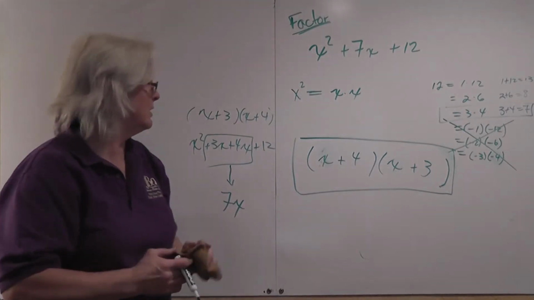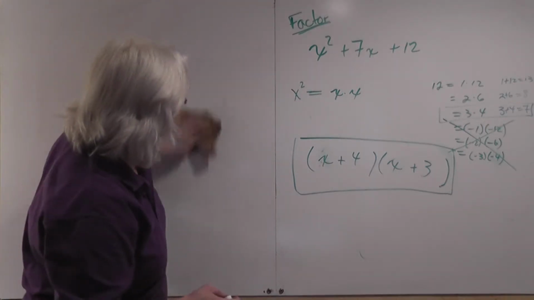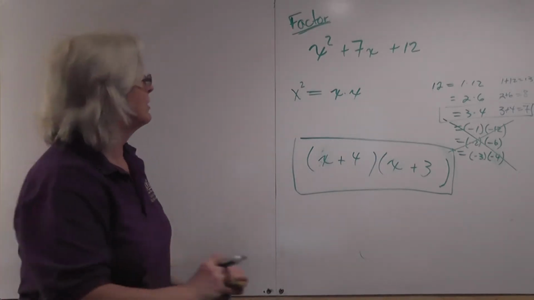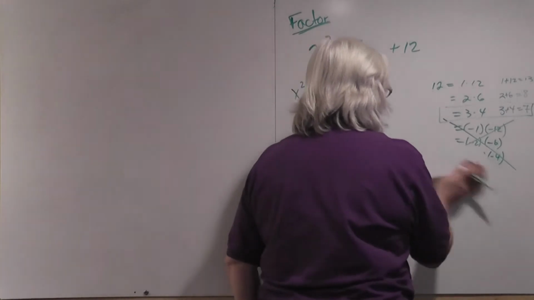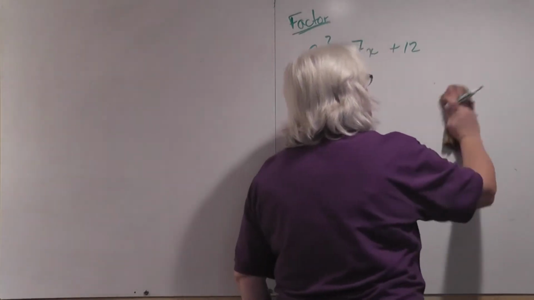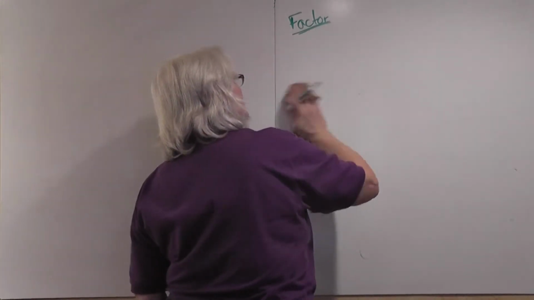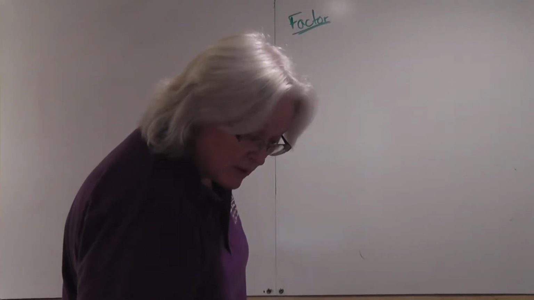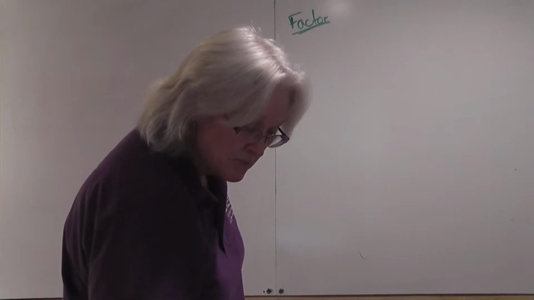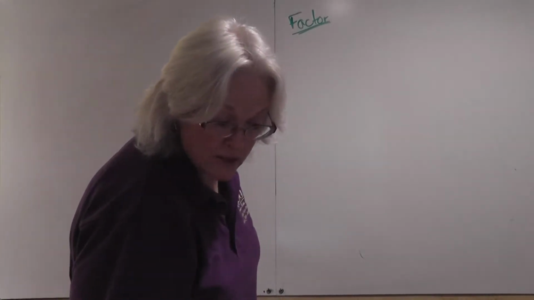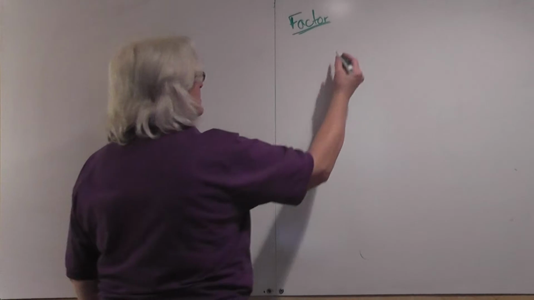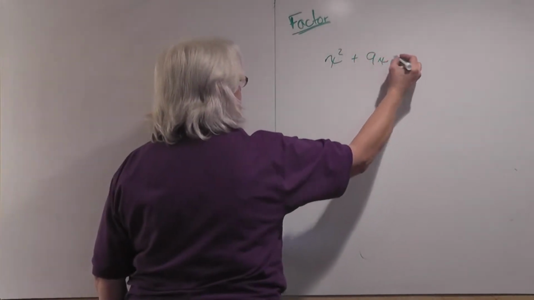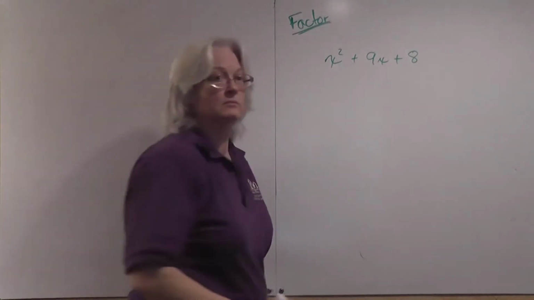Okay, let's go ahead and do one where I don't show you how we FOILed to get to the original product. And you'll see that, yes, there is some trial and error involved here, but you pretty quickly figure out what's going on. Let me go ahead and use x squared plus 9x plus 8. We want to factor x squared plus 9x plus 8.